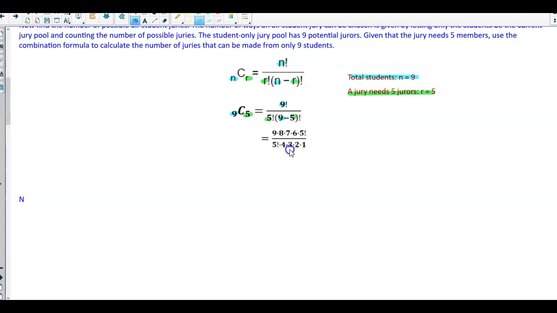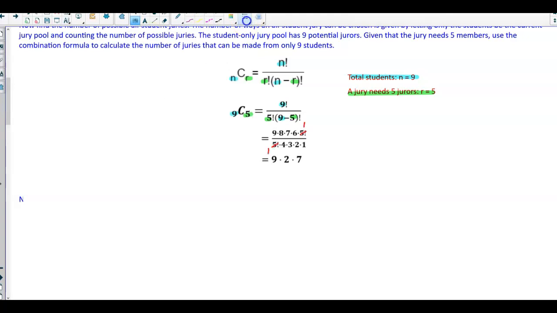Okay, so what we're going to do is take 9 factorial divided by 5 factorial times (9 minus 5) factorial. Remember that 9 minus 5 is 4, and 4 factorial is 4 times 3 times 2 times 1. We have this 5 factorial and this 5 factorial, so we can simplify those two. We know that that's going to become 1.